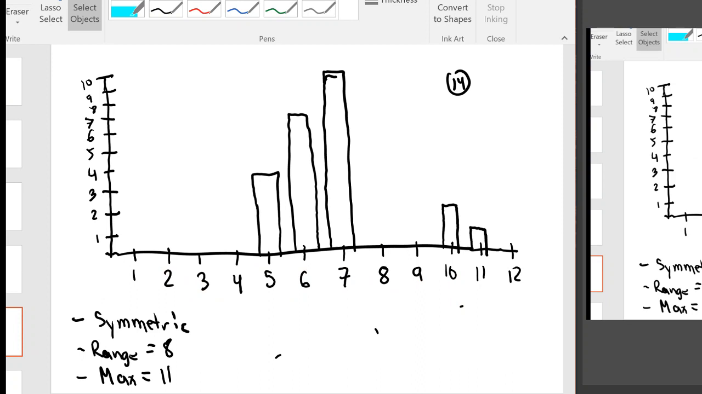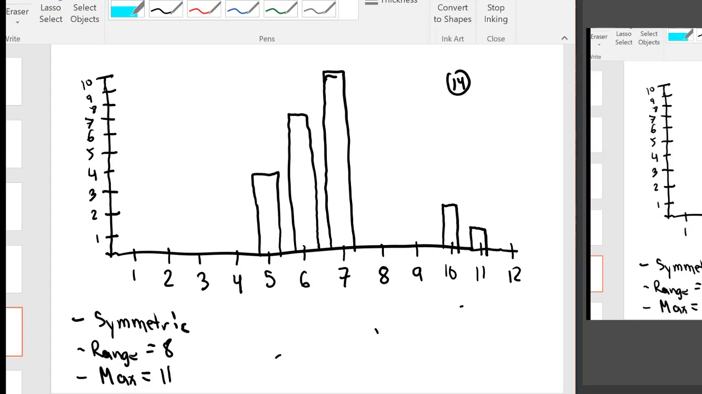Number 14 is one that always gets people, so I'm going to take some time to explain this one. I drew out the graph. This one says a scientist collects data. He determines both the mean of the data and the median of the data are equal to 7, and the data are symmetric about this value. He starts to create the bar graph shown, but does not finish the graph.